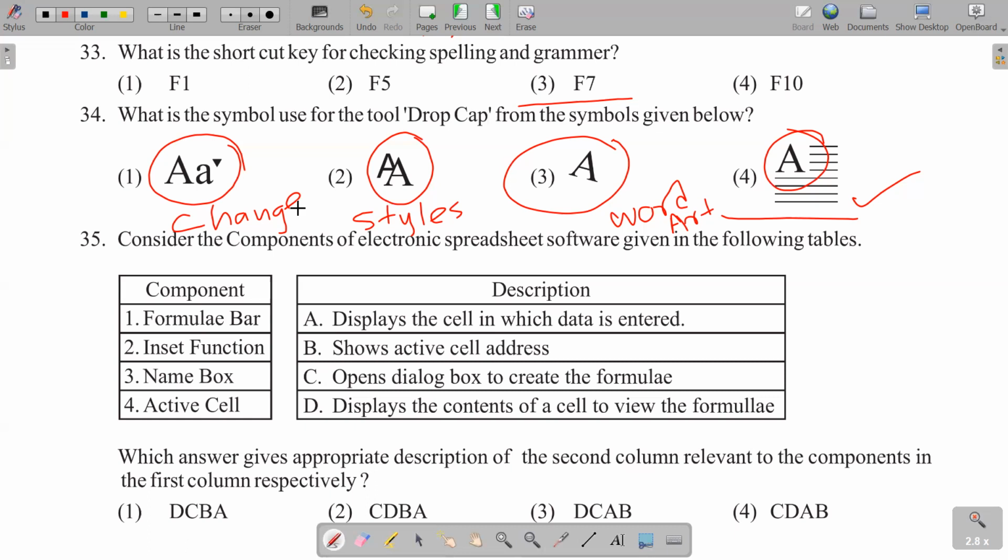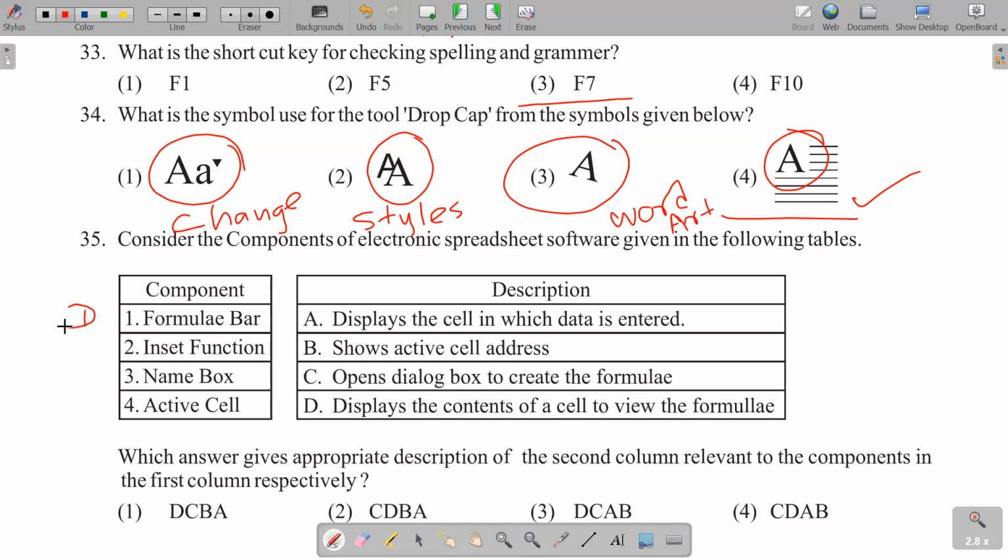35th, consider the component of electronic spreadsheet software given in the following table. So they have formula bar, insert function, name box, and active cell. So formula bar will display the content of a cell to build the formula, right? Either it's showing you the content or it will show you the formula, right? So the first one goes with D.